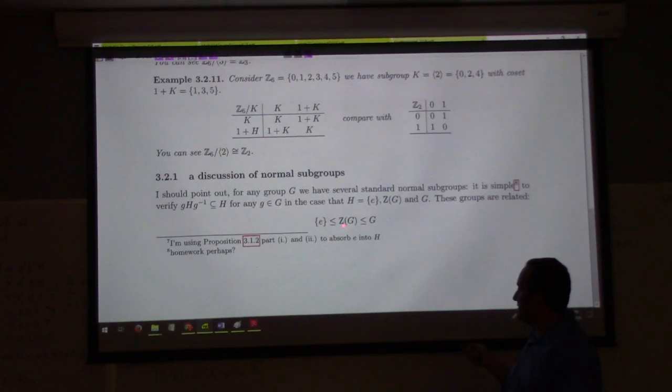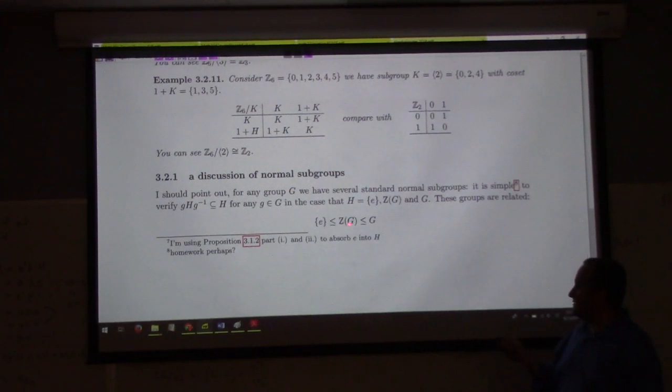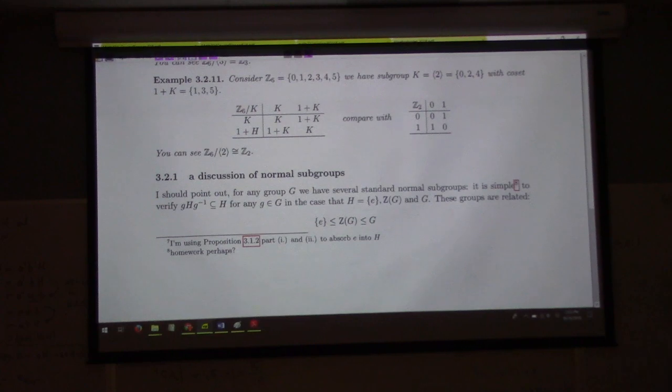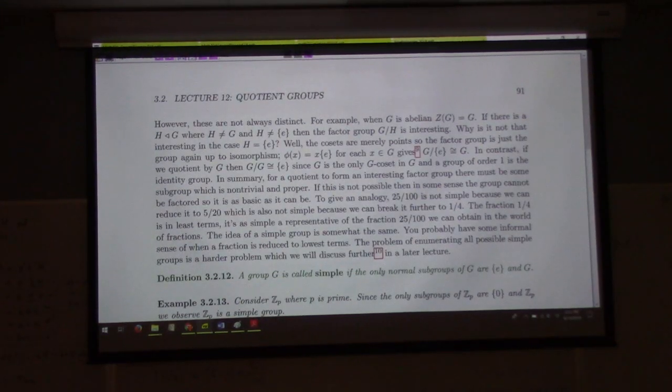Now, it may be that the center is equal to the identity. For example, for the group of permutations, I think the center is the identity. But on the other hand, for an abelian group, the center is the whole group, right? So these inequalities may be strict or actual, and of course these inequalities are just subgroup relations, right?